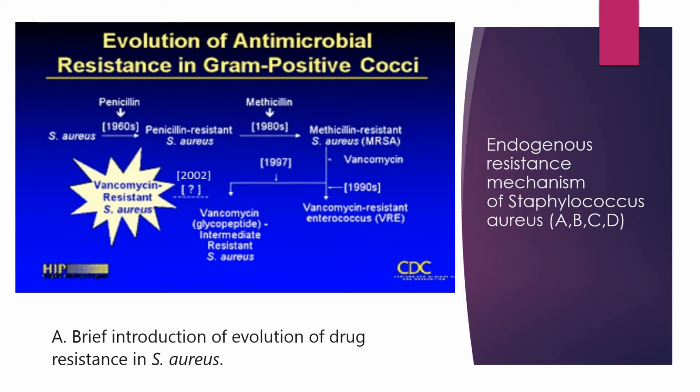S. aureus, you see it was introduced to penicillin in the 1960s, which then became penicillin-resistant S. aureus. In the 1980s, methicillin was introduced and it became methicillin-resistant S. aureus, MRSA. Vancomycin, 1990s, there you see the vancomycin-resistant Enterococcus, VRE. And then in 1997, vancomycin glycopeptide intermediate resistant S. aureus. And then in 2002, vancomycin-resistant S. aureus.